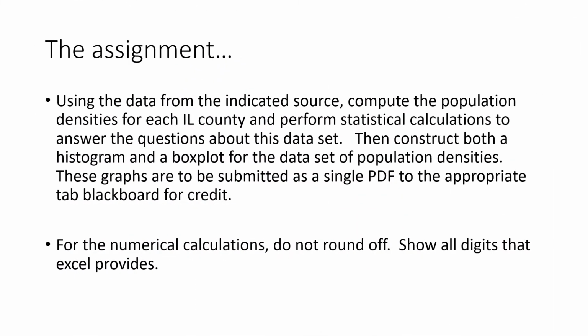Here's the statement of the assignment. Using the data from the indicated source, I'm going to show you where you want to go to get data. Compute the population densities for each Illinois county and perform statistical calculations to answer the questions about this data set. Then construct both a histogram and a box plot for the data set of population densities. These graphs are to be submitted as a single PDF to the appropriate tab in Blackboard for credit. Part of these answers will go to the assessment tab and the other part will go into the PDF tab. I will show you that. For numerical calculations, do not round off. Show me all the digits Excel provides you.